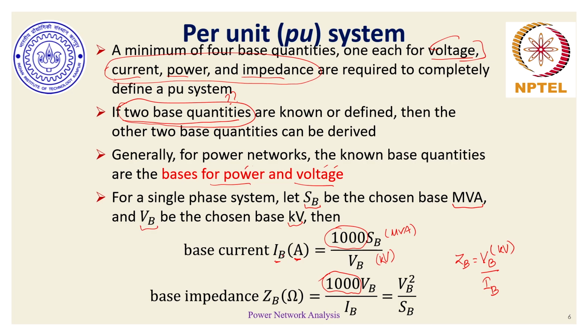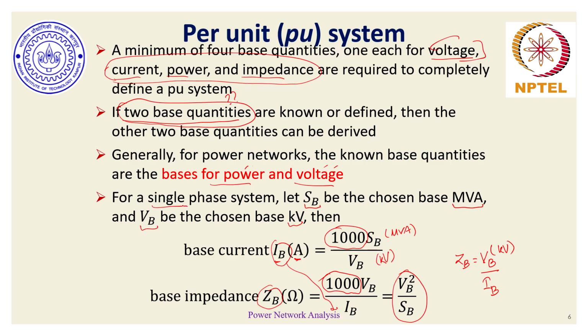And if we substitute the base current expression in the denominator here, the 1000 factor goes away and our base impedance is simply VB square by SB, where VB is in kilovolt and SB is in MVA. This is one such uniqueness about defining base powers in megavolt amperes and base voltage in kVs. If base power and base voltages are simply volt ampere or volts, then also the same formula would be applicable for defining base impedances.